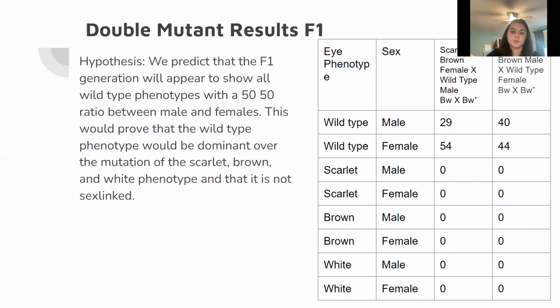And as the table shows, you can see that we were only given wild type flies, and the scarlet, brown, and white phenotypes were not present.